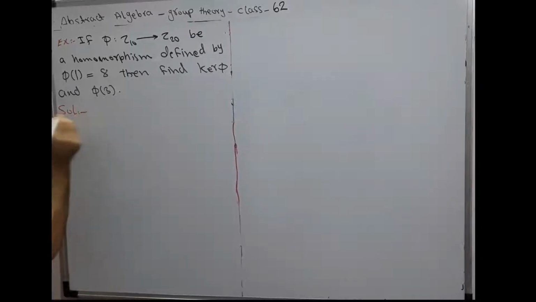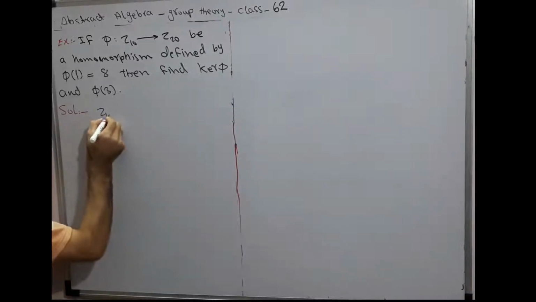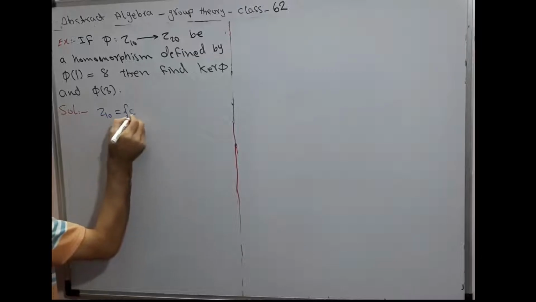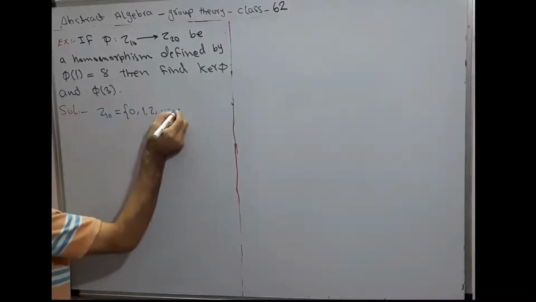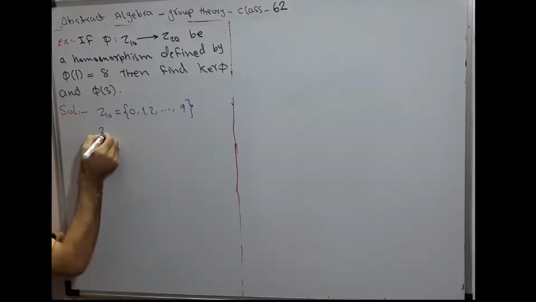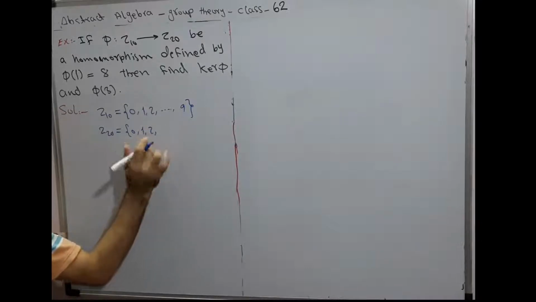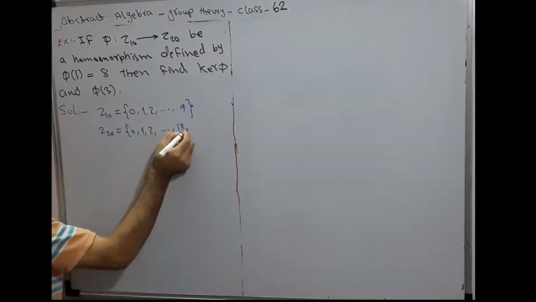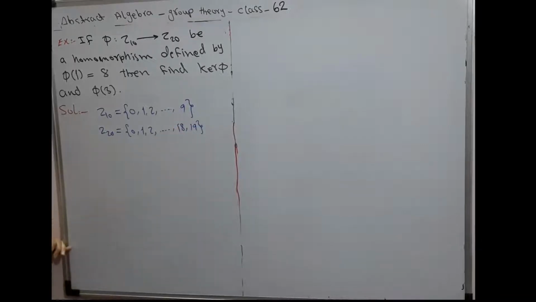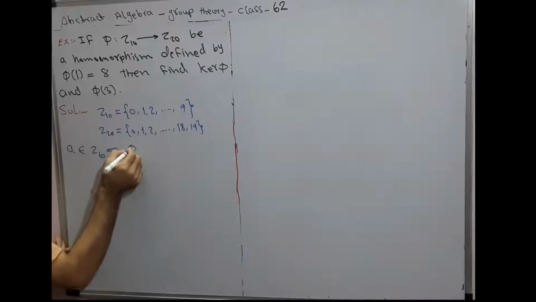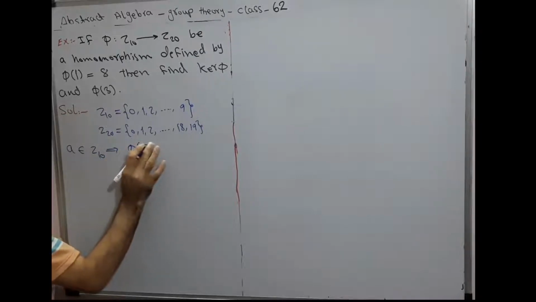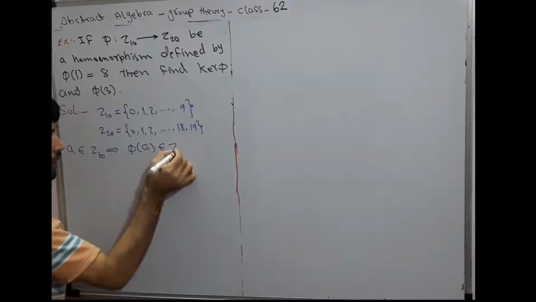Solution: we know that Z10 is equal to {0, 1, 2 and so on up to 9}. Z20 is equal to {0, 1, 2, 3 and so on, 18, 19}. A belongs to Z10. This implies phi of A belongs to Z20.